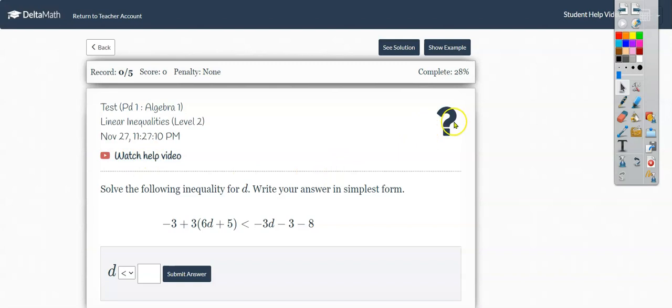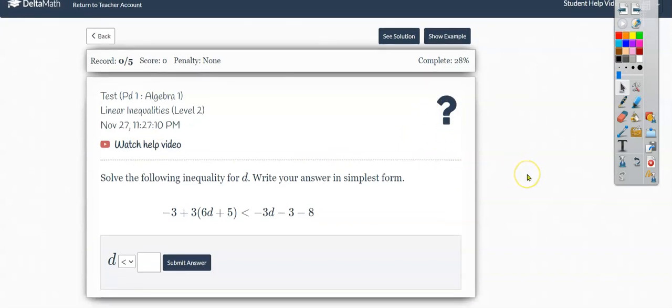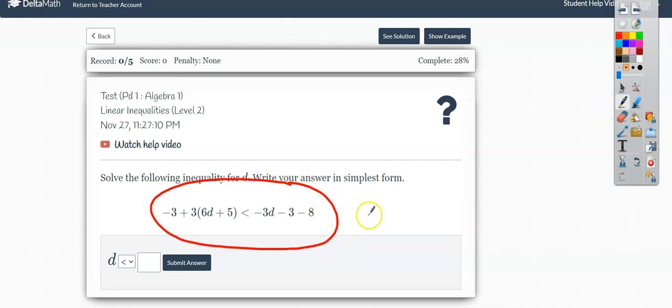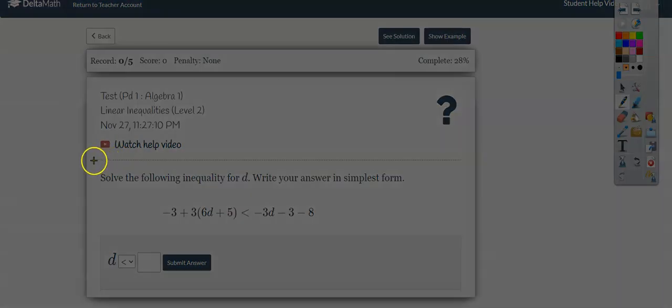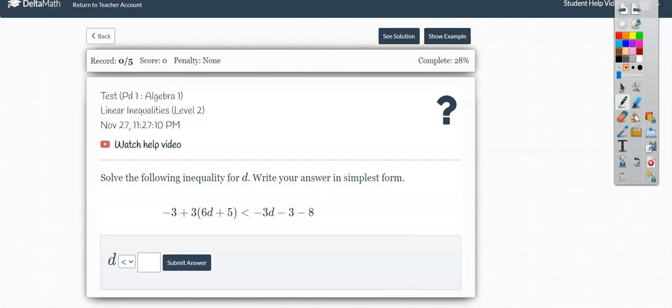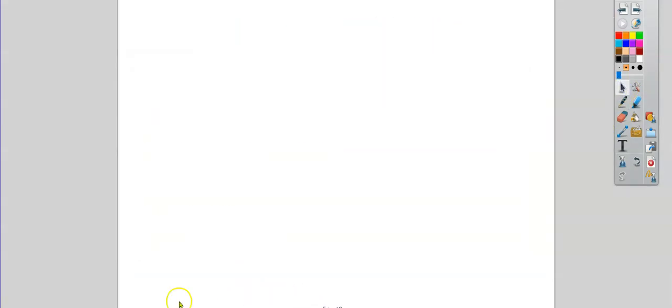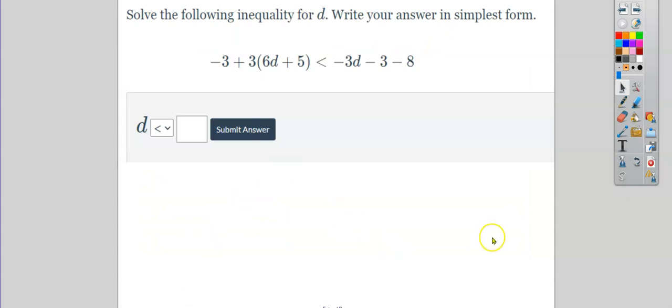Okay. Now we're back to solving inequalities here. You're going to need some scrap paper, because you're going to be isolating the letter d. So in order to do that, we are going to distribute negative 3 plus 18d plus 15 is less than negative 3d.